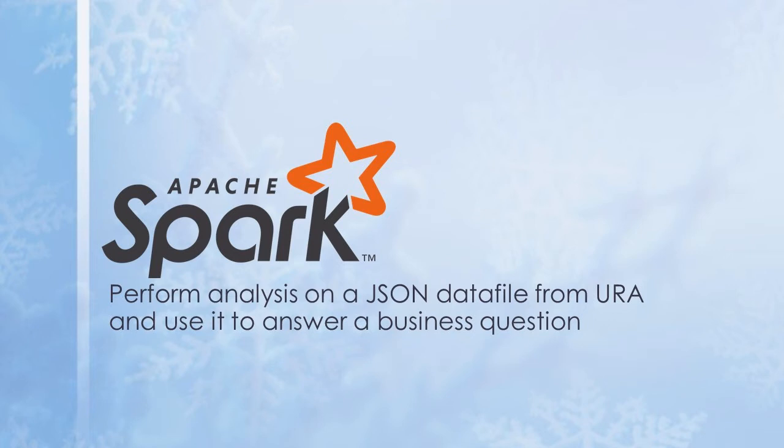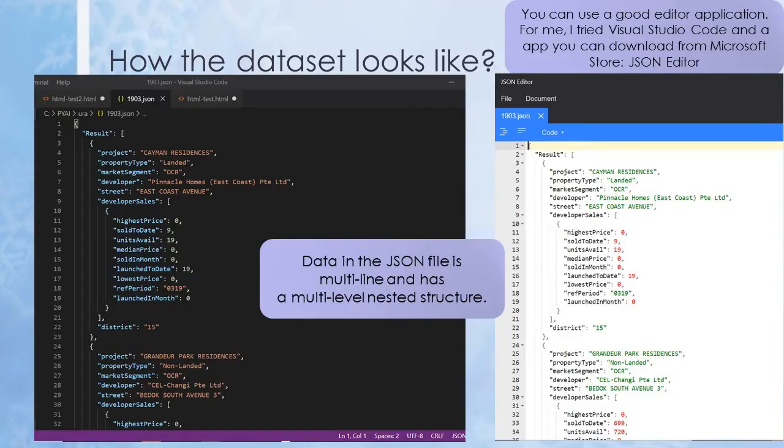Greetings everybody. In this video, I'll be showing how to use Spark DataFrame to process a JSON data file which is sourced from URA and do some transformation, create a table from transformed data which will then be used to answer a question. First, looking at the JSON dataset using an editor or a JSON file viewer, we can see that the file is multi-line and has a multi-level nested structure.